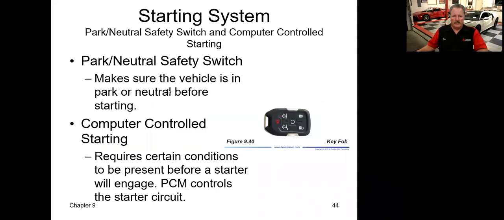Park neutral safety switch makes sure the vehicle is in park or neutral before starting. You've got to have either the clutch all the way in, or you've got to have the vehicle in park or neutral. Computer control starting requires certain conditions to be present before the starter will engage. Obviously, vehicle in park, etc.